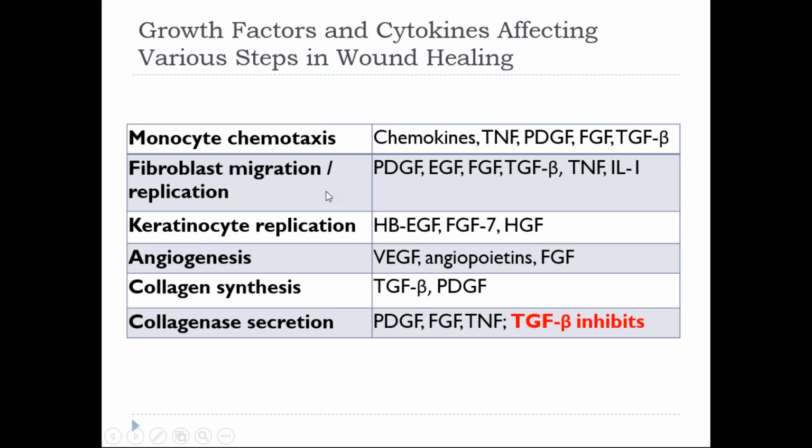Whereas the cytokines, other than the growth factors we discussed: for monocyte chemotaxis, chemokines, tumor necrosis factor, platelet-derived growth factor, fibroblast growth factor, and transforming growth factor beta will help. For fibroblast migration, all of these will help. For keratinocyte replication, all of these will help. For angiogenesis, vascular endothelial growth factor, angiopoietins, and fibroblast growth factor will help. For collagen synthesis, transforming growth factor beta and platelet-derived growth factor will help. For collagen secretion, platelet-derived growth factor, fibroblast growth factor, and tumor necrosis factor will promote, whereas transforming growth factor beta will inhibit collagen secretion. This you have to remember.